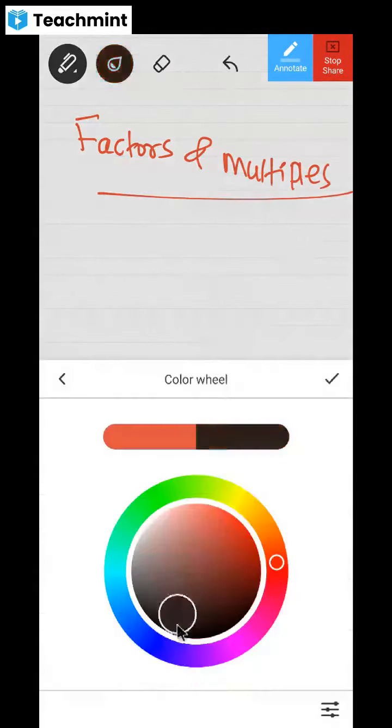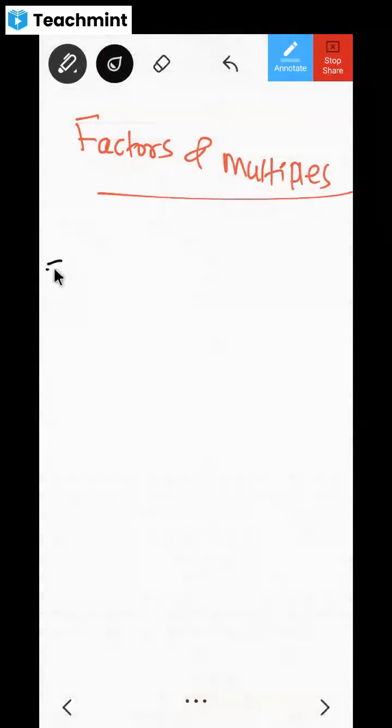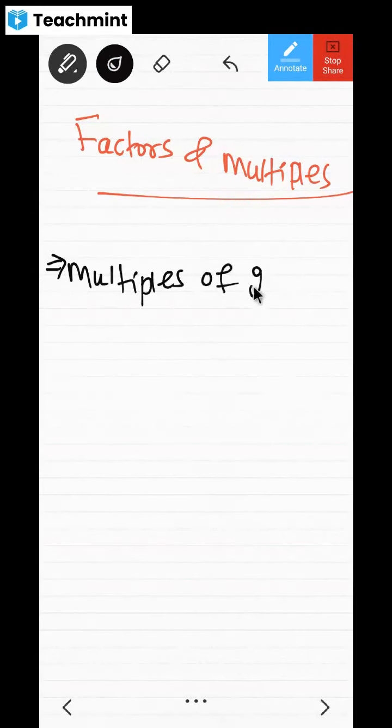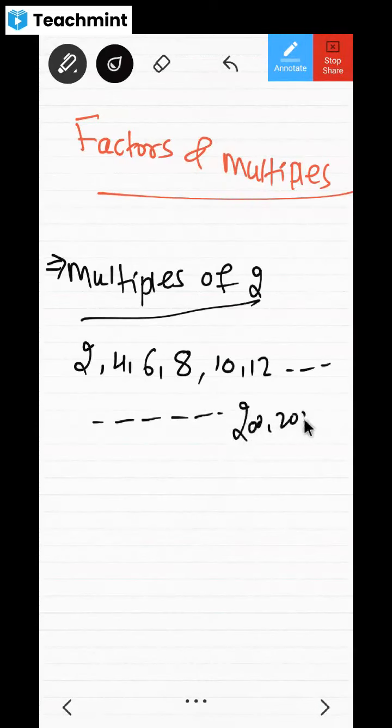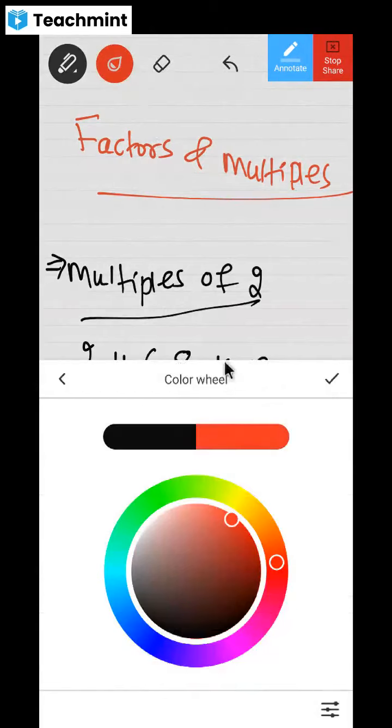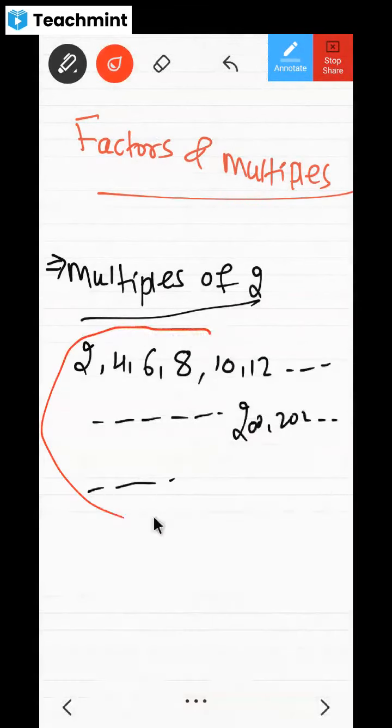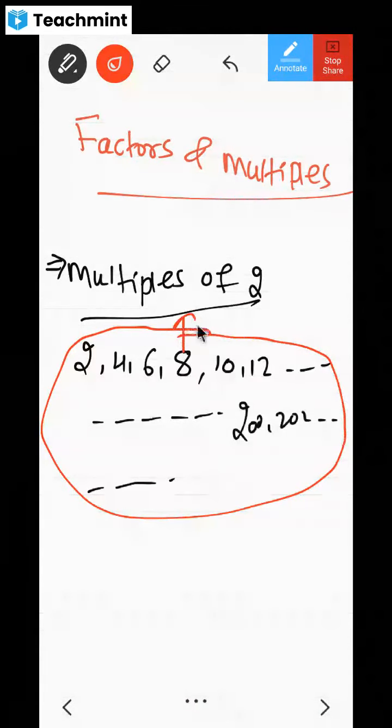Now, what do you mean by multiples, dear children? Multiples is very simple. Multiples of 2. If I'm saying multiples of 2, you must already know this. Multiples of 2 means whatever is in the table of 2: 2 ones are 2, 2 twos are 4, 2 threes are 6, 2 fours are 8, 2 fives are 10, 2 sixes are 12, and so on. Multiples means just say the table. So these are all called multiples of 2.